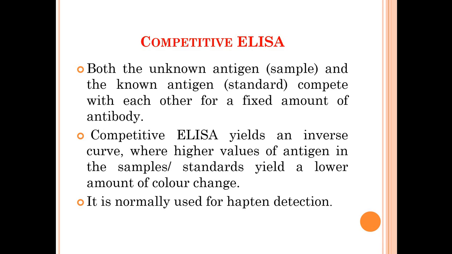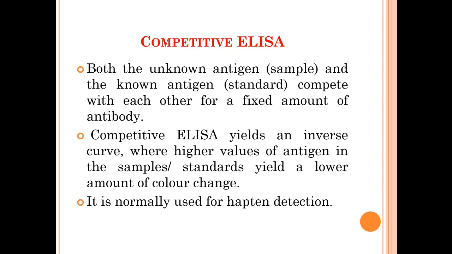In a competitive ELISA, as the name indicates, competitive ELISA uses both unknown antigen, that is a sample, and a known antigen, that is a standard antigen, that is known to us, right? Which are allowed to compete with each other for the fixed amount of antibody. The amount of antibody is fixed, but we don't know the nature of the antigen in this case. So unknown antigen, that is a patient sample, clinical sample, is used, and the known antigen is called the standard.